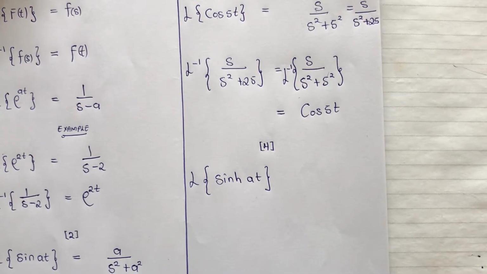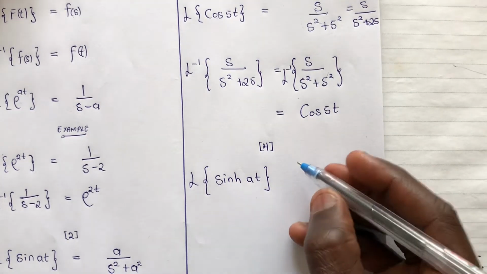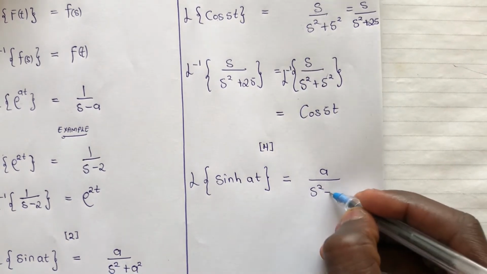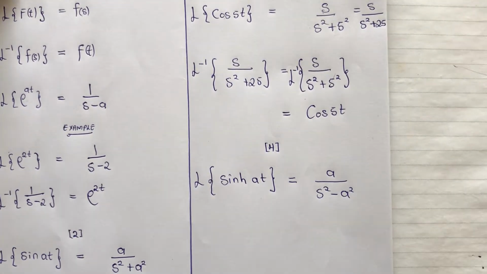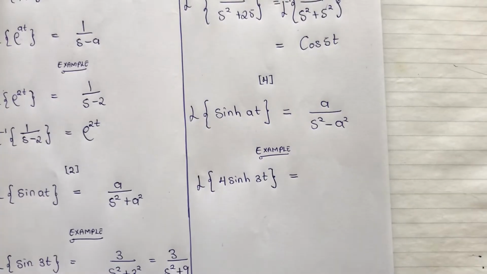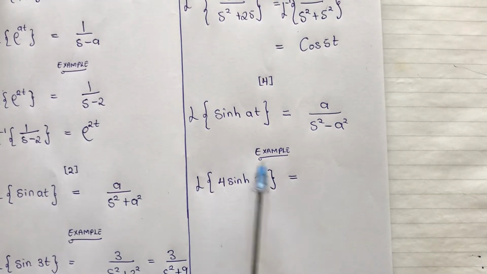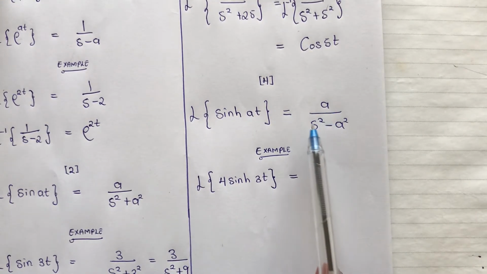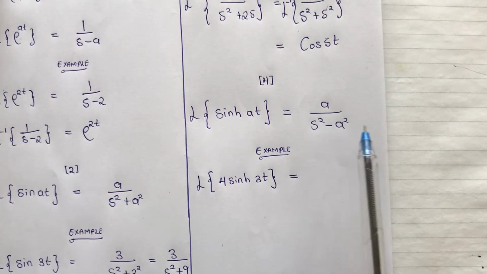Now, previously, we studied that the Laplace transform of sinh at, which is a hyperbolic function, generated the result a all over s squared minus a squared. Now, let's take one example and use it, then we find the inverse. So watch this very carefully. The Laplace transform of sinh at will give you a over s squared minus a squared.